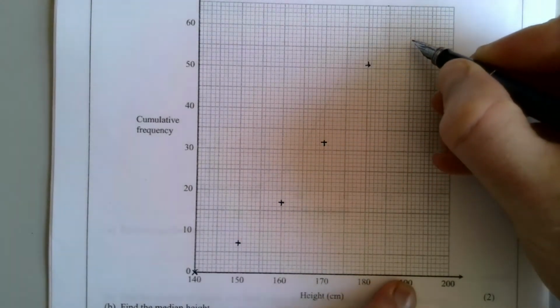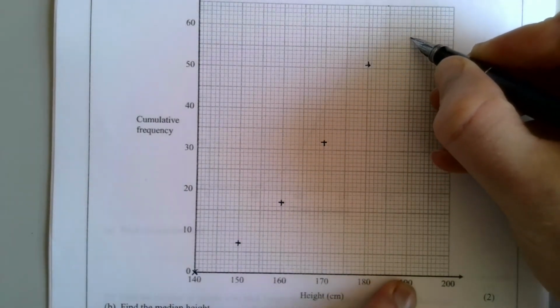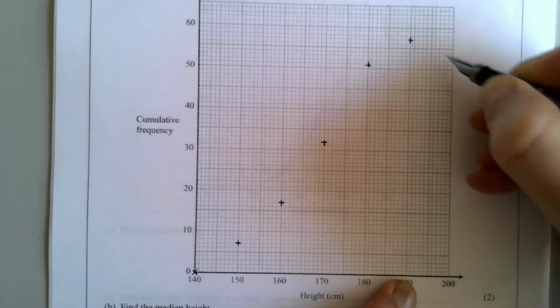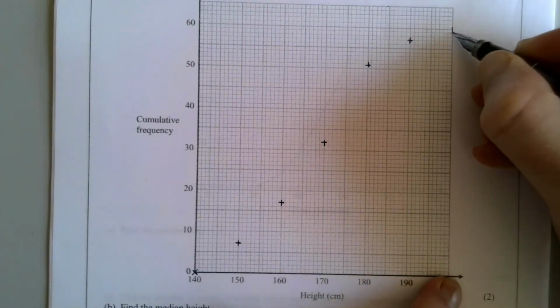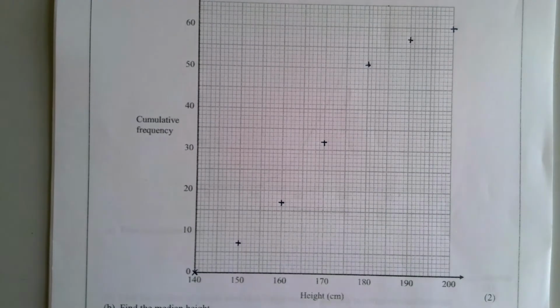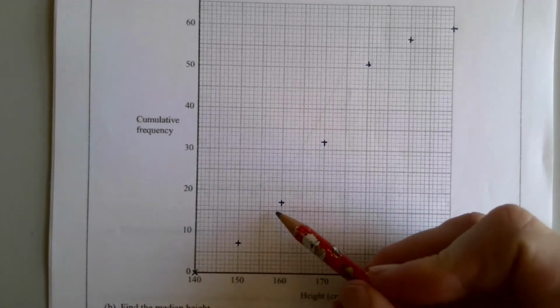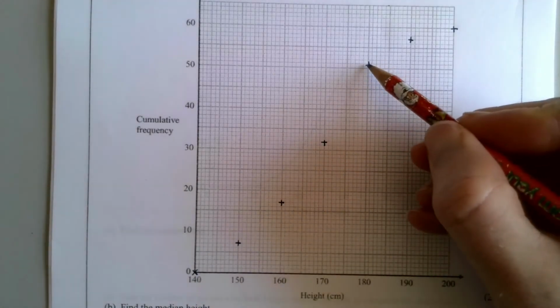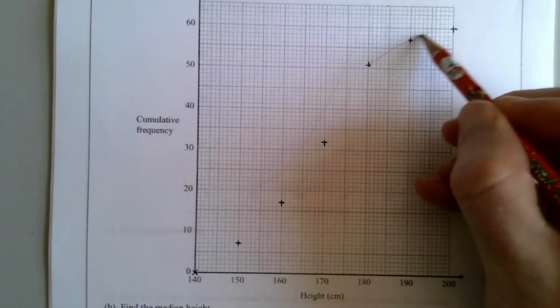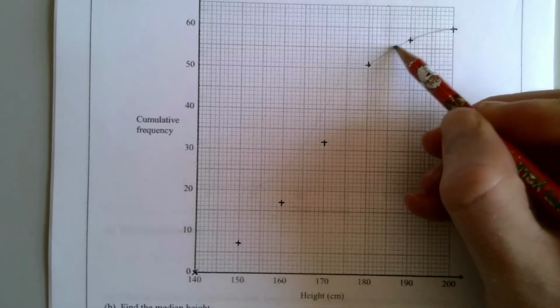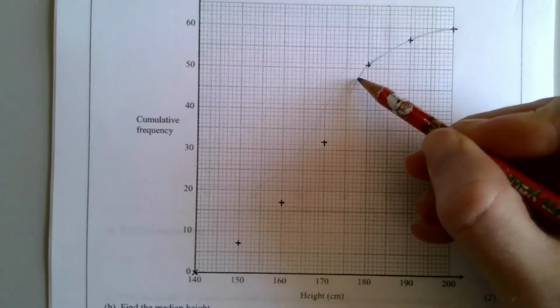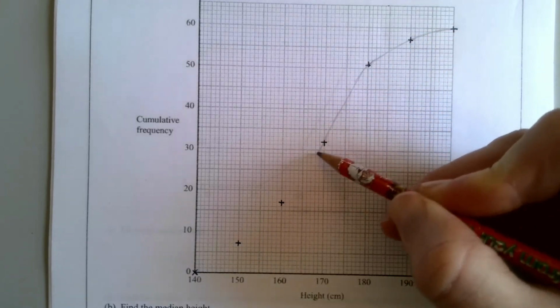57 for 190. And we've got 60 tomato plants altogether, and none of them are taller than 2 meters. Then all you need to do is sketch in the curve. And I say sketch, it is not a series of straight lines. They can take a mark off if you do that. What I like to do is just build up the line with lots of small pencil strokes.